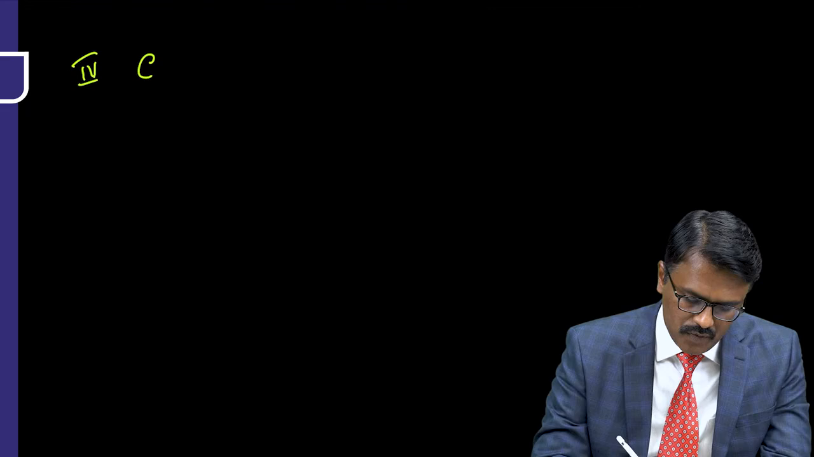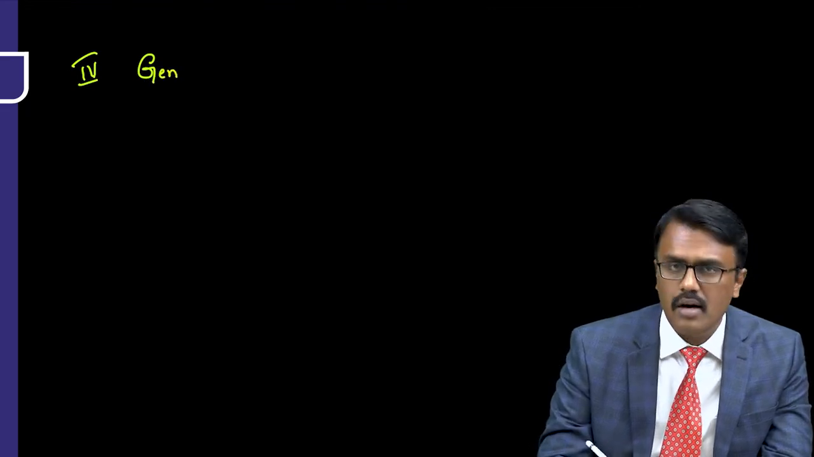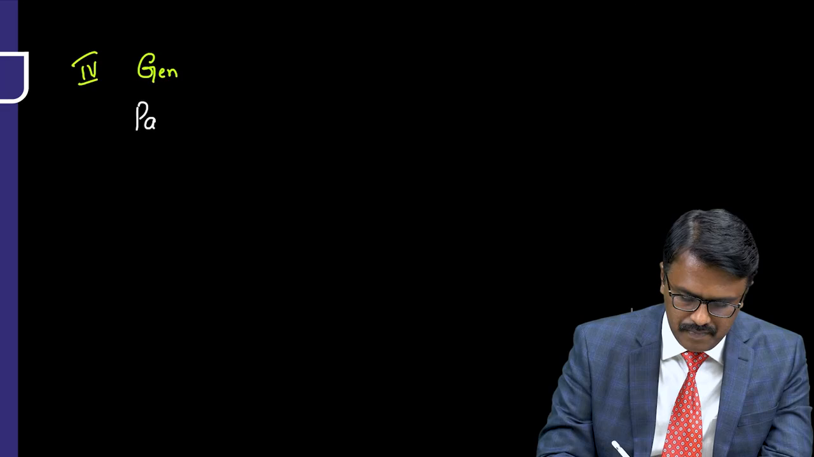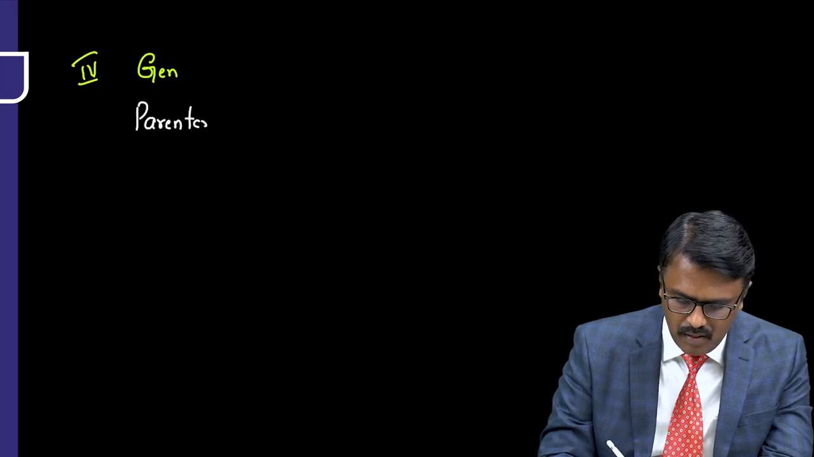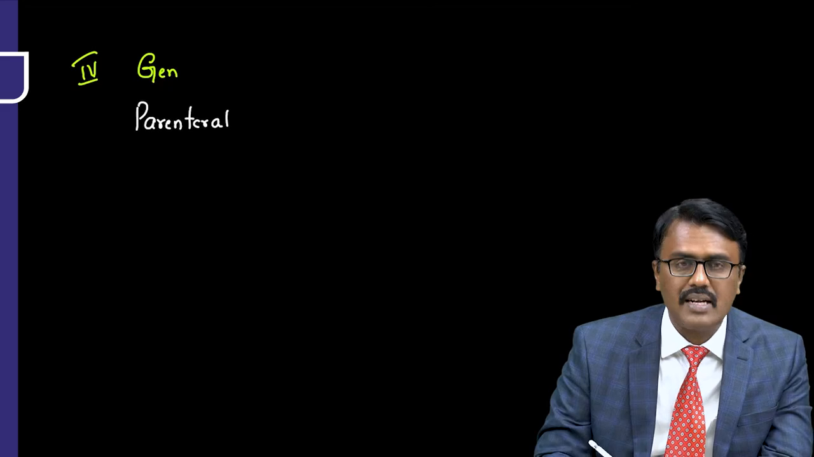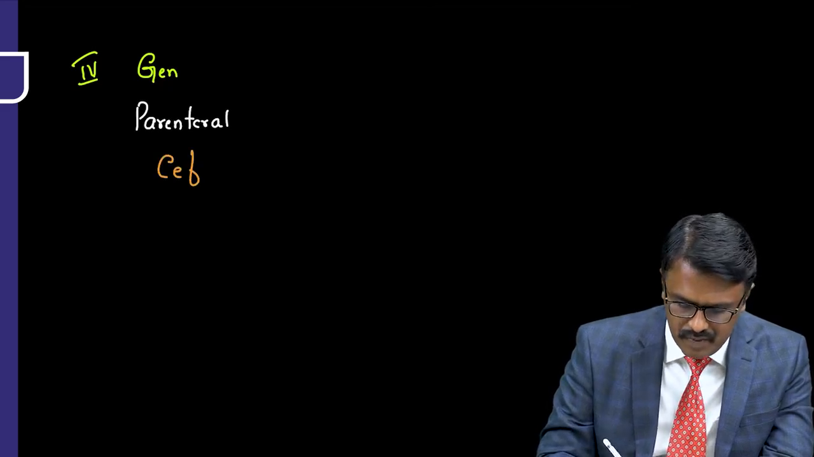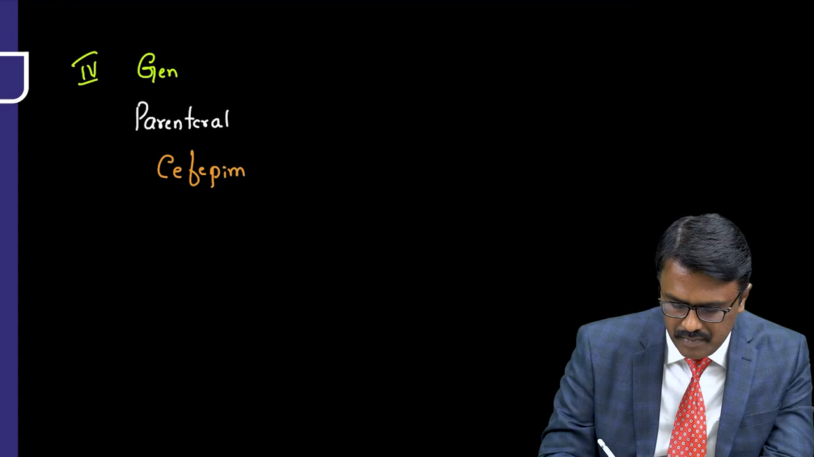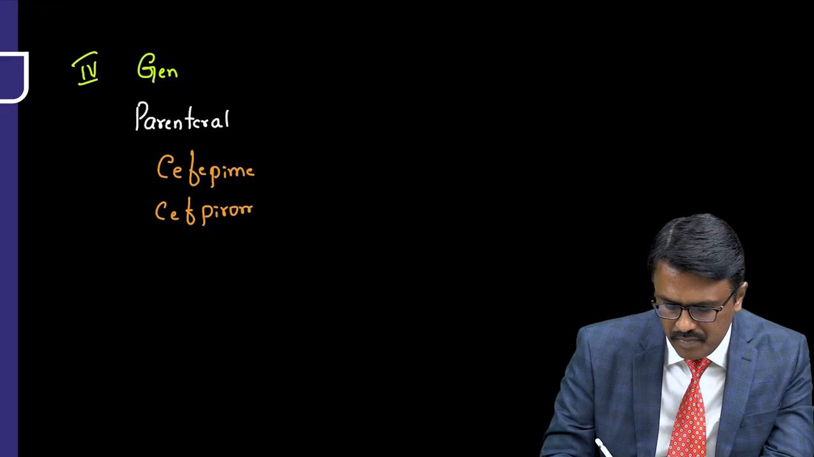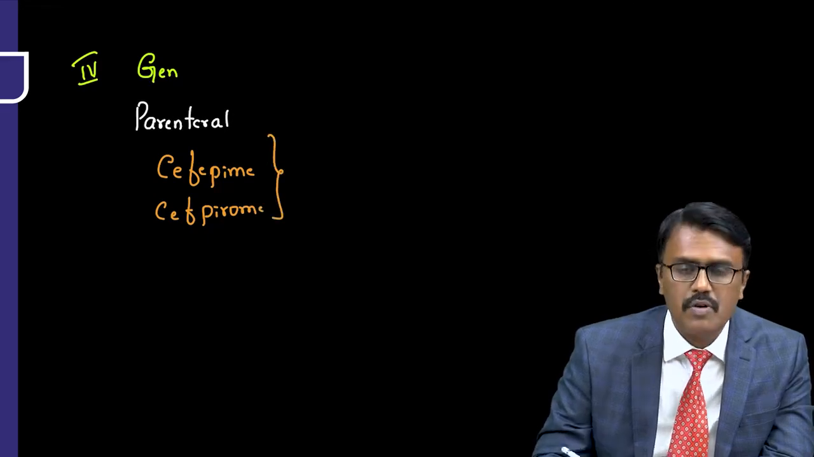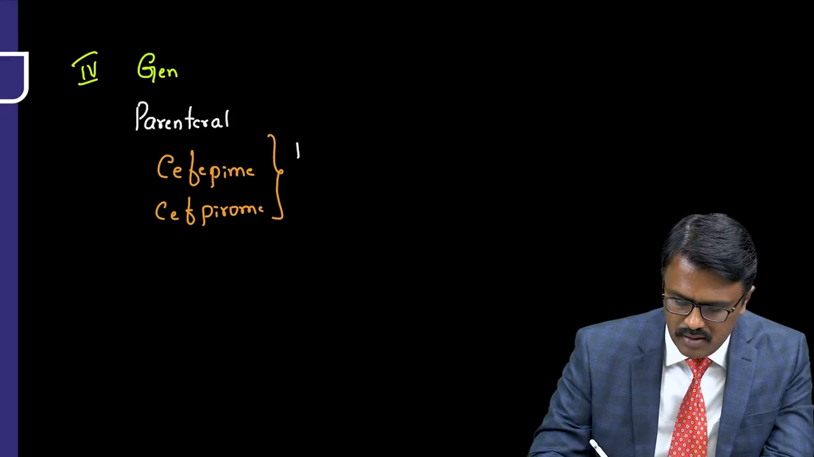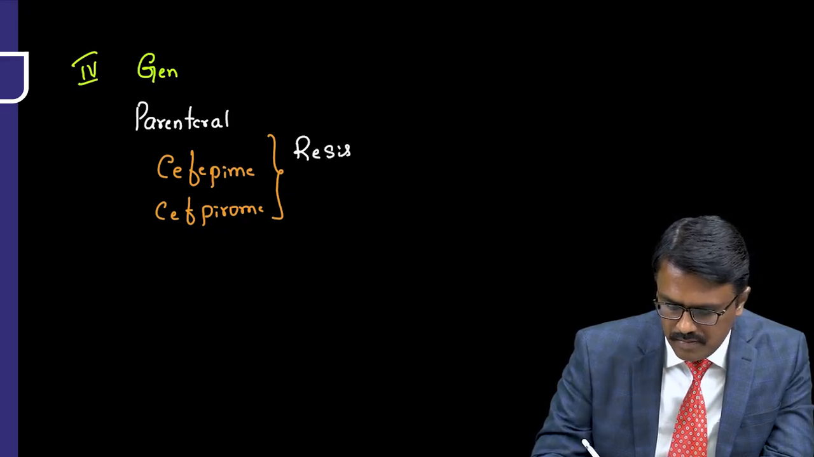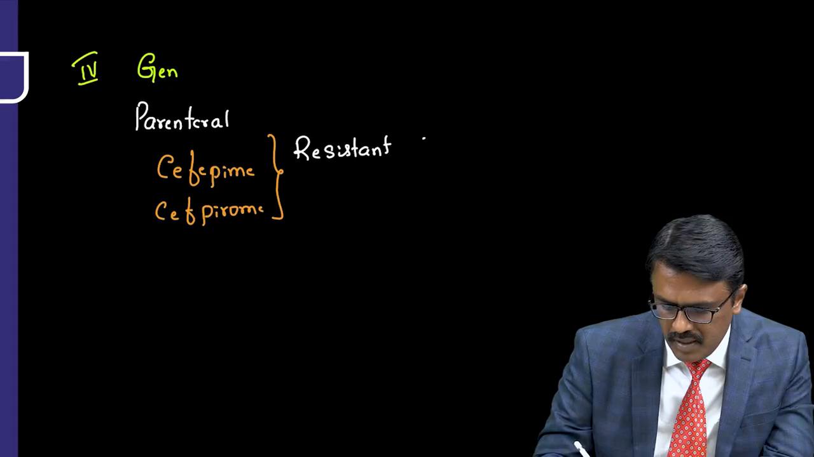Moving on to the fourth generation cephalosporins. Fourth generation, and all are parenteral drugs. The examples are cefepime, and one more is called cefpirome. Now they are used for what? They are used for resistant gram-negative infections.